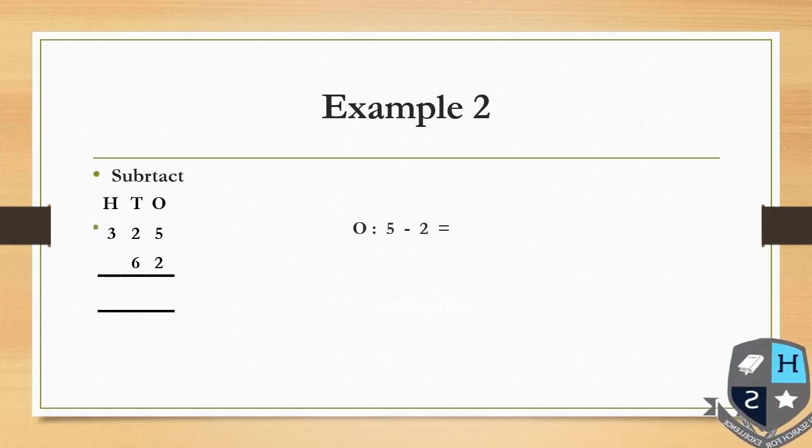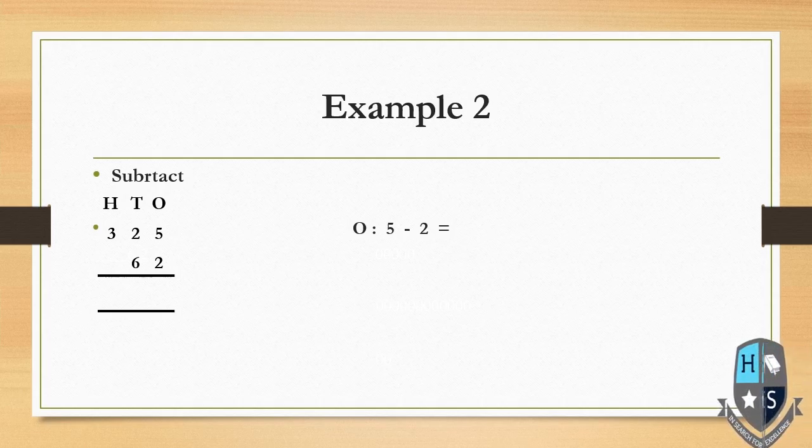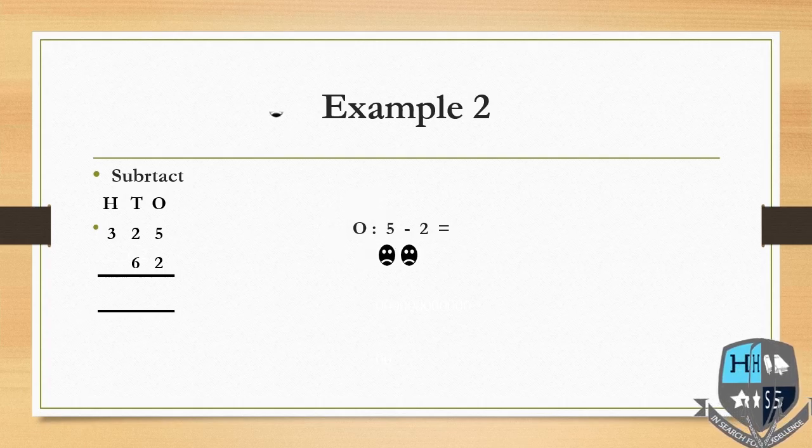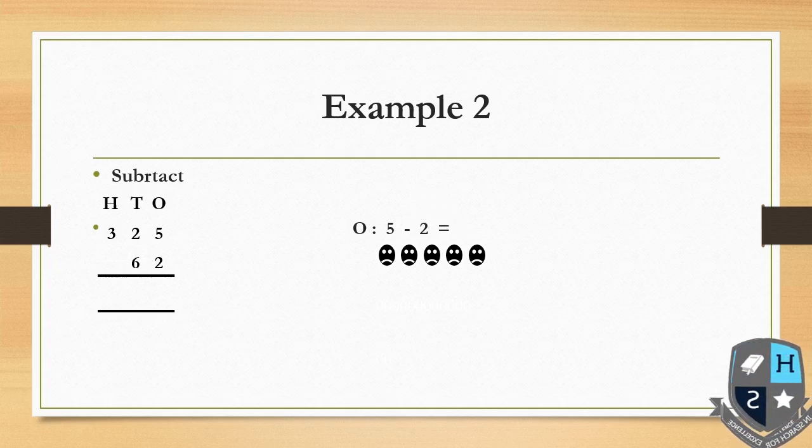5 take away 2. Is it possible? Yes, it is possible. Let's count 5 balls, then we take away 2 balls. 1, 2, 3, 4, 5. We have 5 balls. We should take away only 2 balls. Now, let's count how many balls remained. We remain with 1, 2, 3. So 5 take away 2 is equal to 3. We write it in ones.